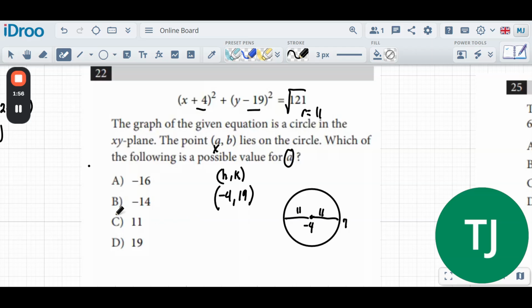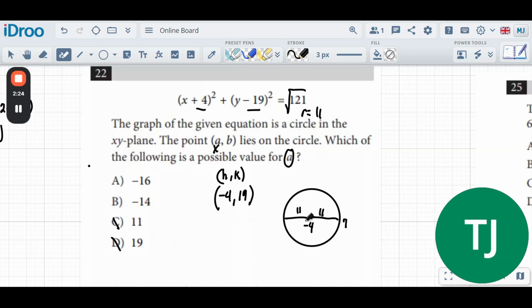So right off the bat, we're going to cancel C and D because it's not going to be within 7. Any positive values above −4 should be anything less than 7, if you notice, because the maximum horizontally is 7. As you go around the circle, it gets smaller and smaller than 7. So we cancel C and D.